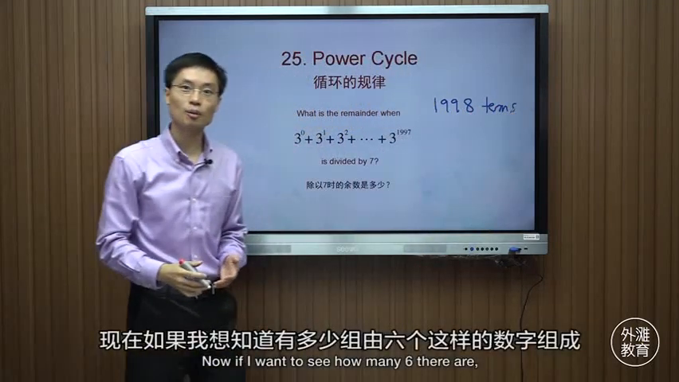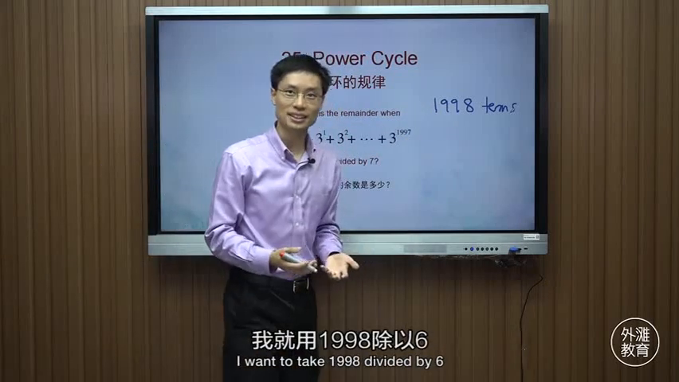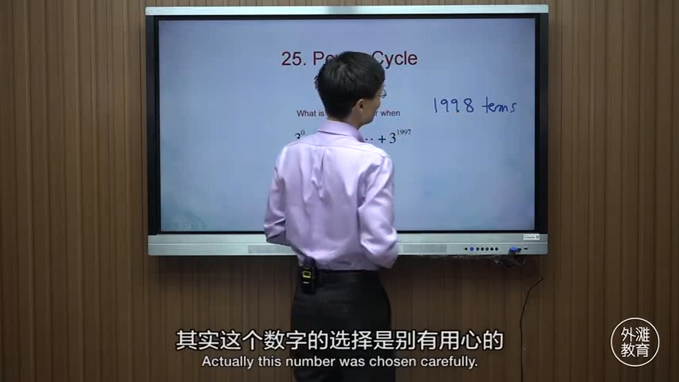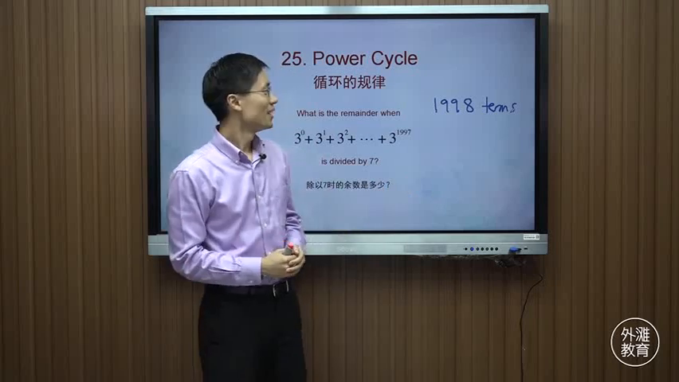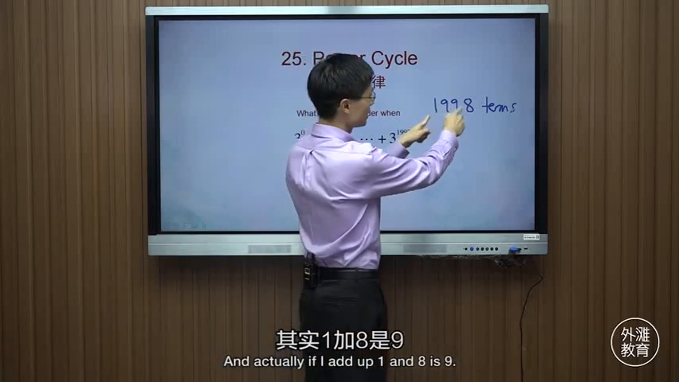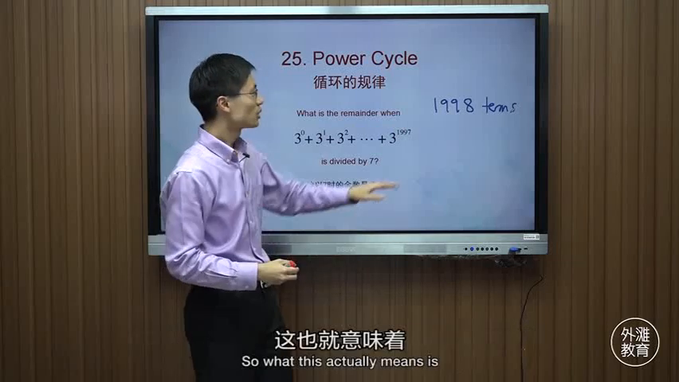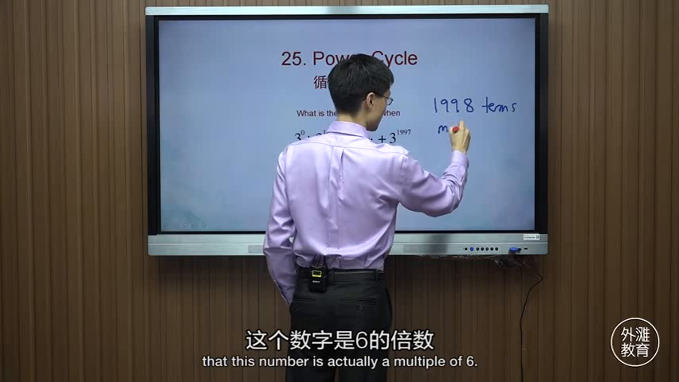Now, if I want to see how many 6s there are, I want to take 1998 divided by 6 and look at what the remainder is. Actually, these numbers were chosen carefully. 1998 is even. And actually, if I add up 1 and 8, it's 9. So the sum of the digits is divisible by 3. So what this actually means is that this number is a multiple of 6.